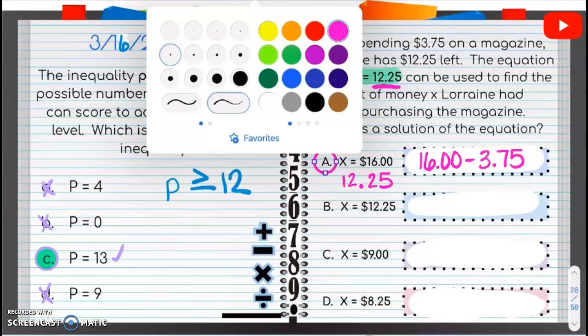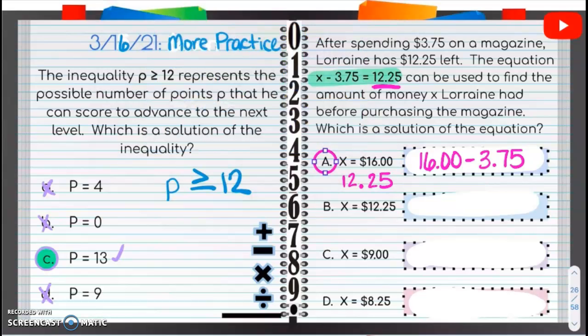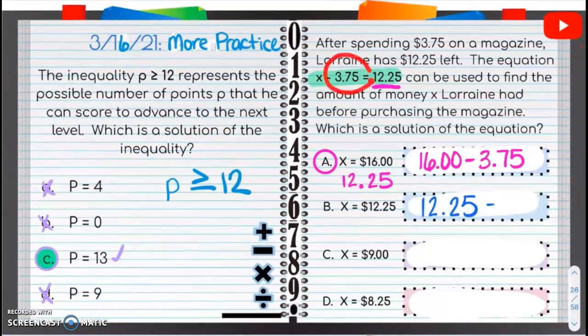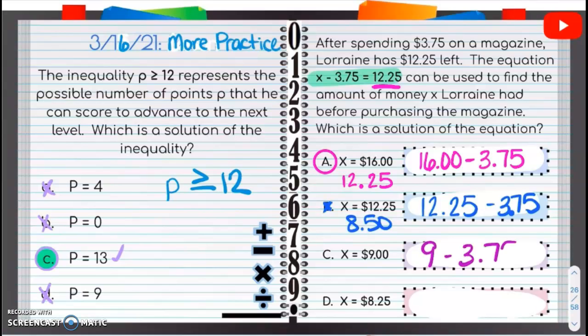Let's double check the rest. If we have $12.25 minus $3.75, you get $8.50. That's not it. If it was $9 minus $3.75, 9 minus $3.75 is going to be $5.25. Nope, that's not $12.25 like you're looking for.